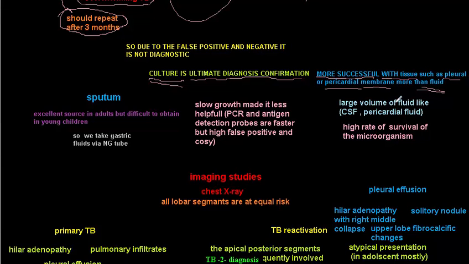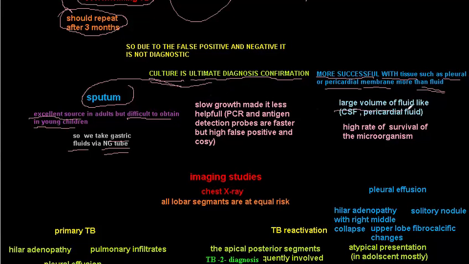So if you were able to take a tissue from the pericardial or the pleura, it's much better than any fluid that can be taken, okay. The sputum actually is an excellent source in adults, but in children it's difficult to obtain sputum. You can't tell the child to give you a sputum, so we take gastric fluids via NG tubes that are administered into the stomach, okay.